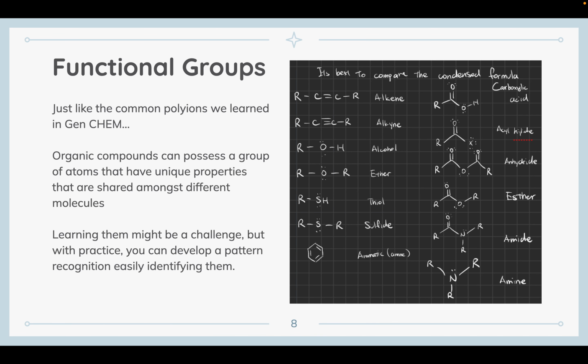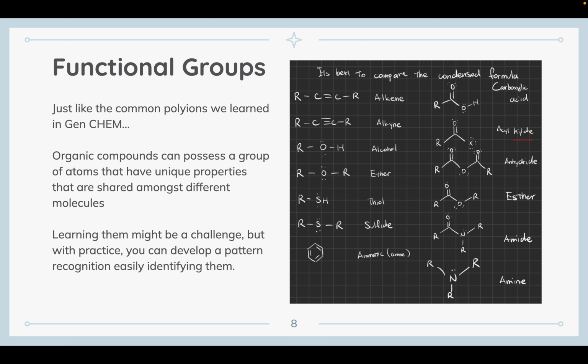Now, functional groups. Functional groups are basically like the polyions we learned in Gen Chem. These are things that you have to recognize and memorize and then start to recognize within structures. Organic compounds can possess a group of atoms that have unique properties that are shared among different molecules. Now, learning them might be a challenge, but with proper practice, you can develop pattern recognition for easily identifying them.